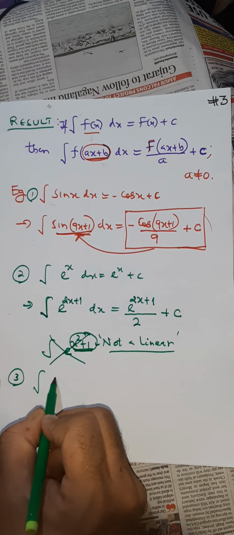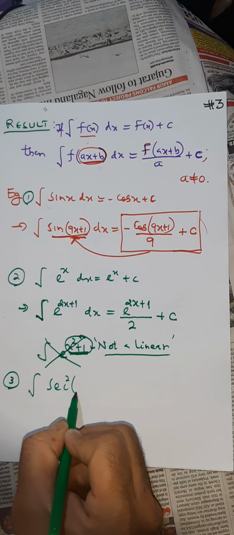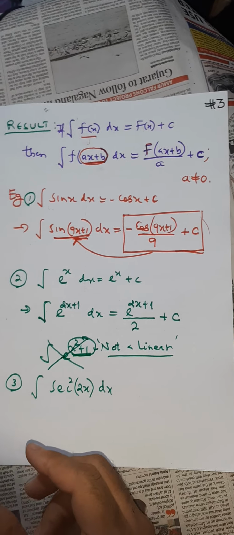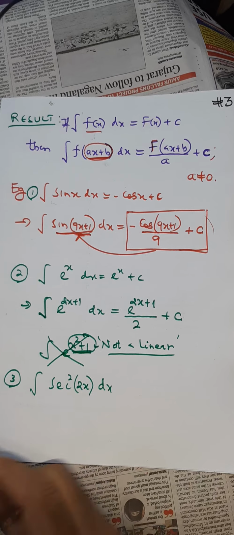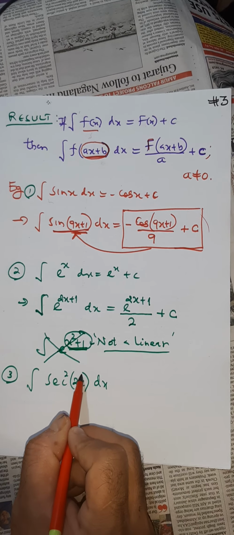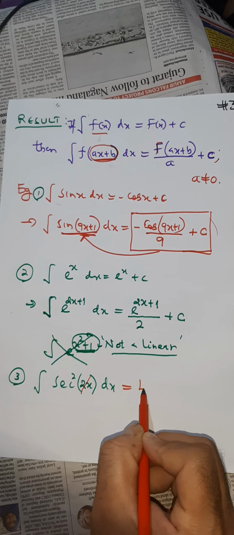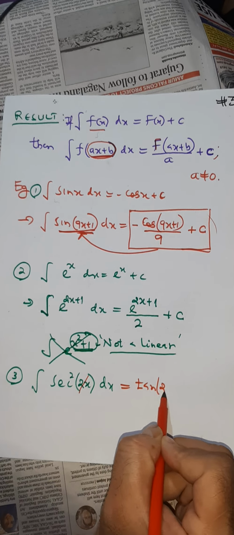Suppose I want to answer this, sec squared, let me write 2x. Now this is a linear function. So as we were doing in differentiation, this is like the chain rule. You imagine this is x. What's the integral of sec squared, which is tan x? So tan 2x.